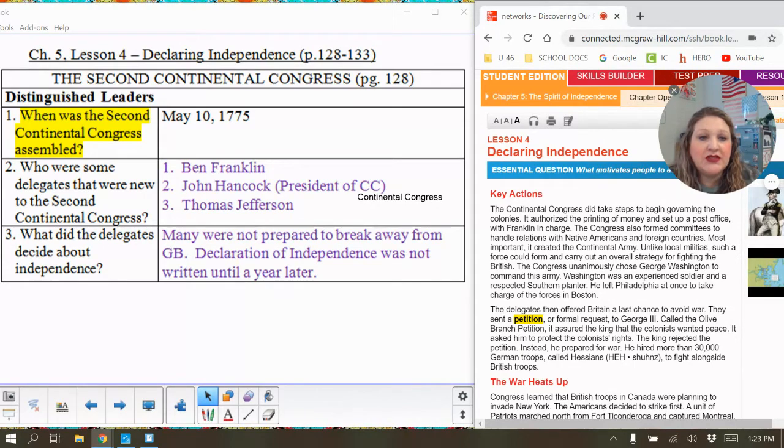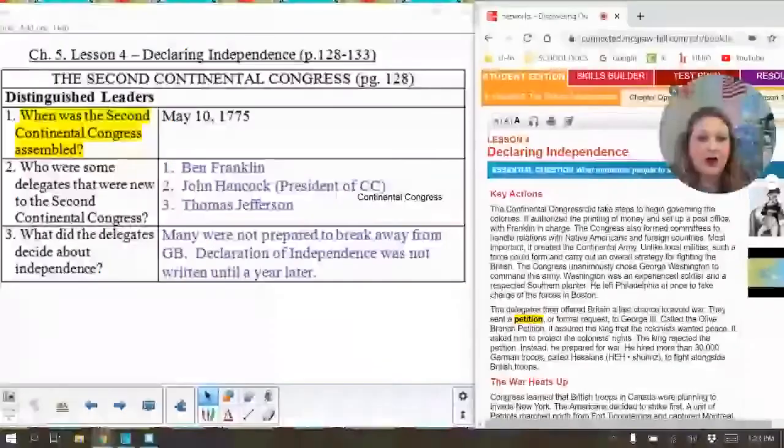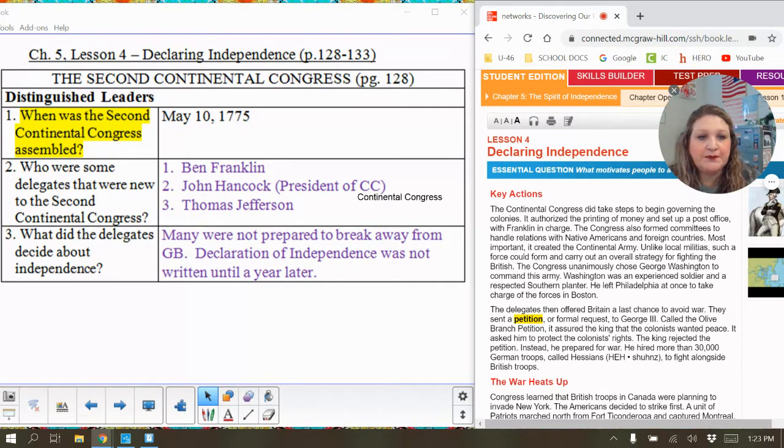Unlike local militias, such a force could form and carry out an overall strategy for fighting the British. The Congress unanimously chose George Washington to command this army. Washington was an experienced soldier and a respected Southern planter. He left Philadelphia at once to take charge of the forces in Boston.